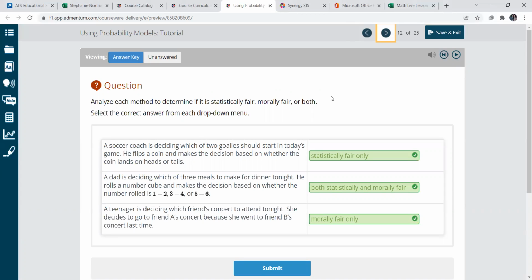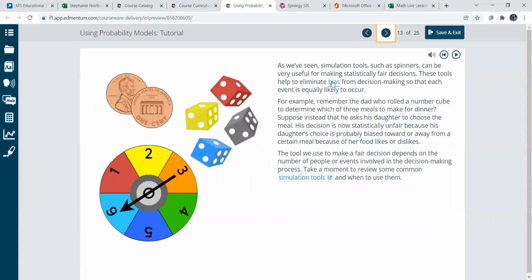The next one, a teenager is deciding which of her friends' concerts to attend tonight. She decides to go to friend A's concert because she went to friend B's concert last time. Morally fair only because she's just making the decision based on the concert she went to last time.